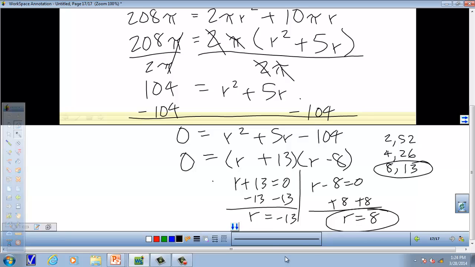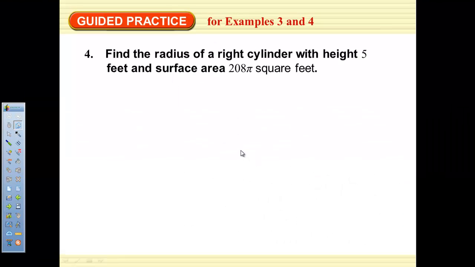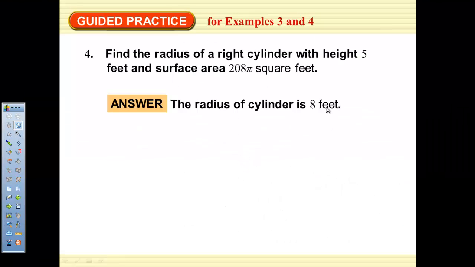So we find out our radius is 8 because it can't be a negative 13. It can't have a radius of negative 13. So all that, we get our radius is 8 feet. And we're done. Thanks.